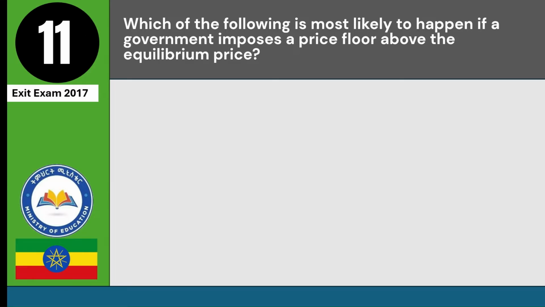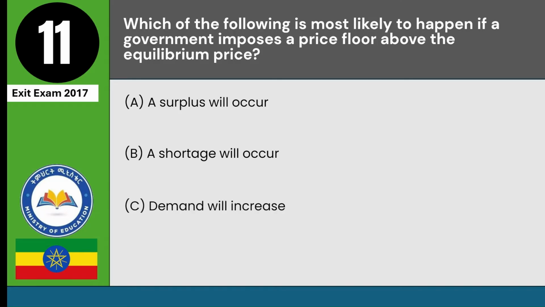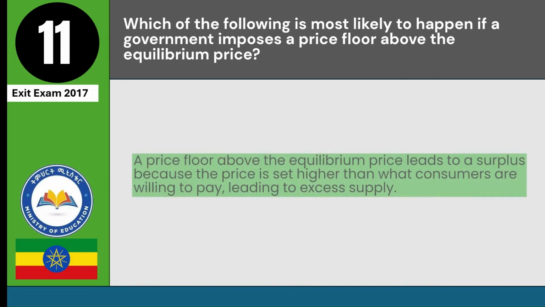activity. Which of the following is most likely to happen if a government imposes a price floor above the equilibrium price? A. A surplus will occur. B. A shortage will occur. C. Demand will increase. D. Supply will decrease. Answer: A. A price floor above the equilibrium price leads to a surplus because the price is set higher than what consumers are willing to pay, leading to excess supply.